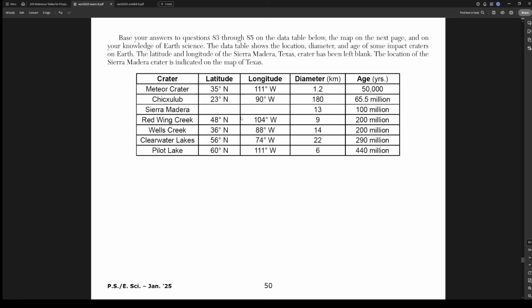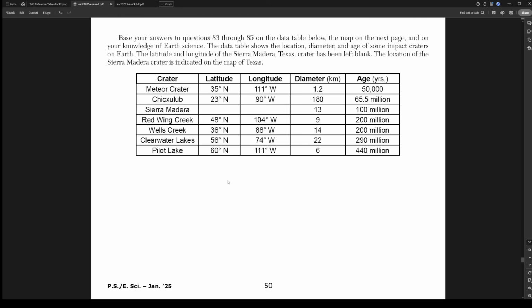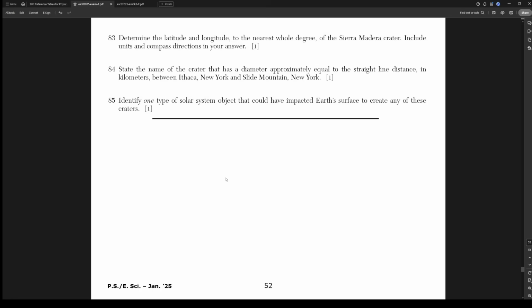Where is this? 160 kilometers? Yeah, so it'd be this one. It'd probably be the one near 180. The other ones are way not even close. So it's this one. Chicxulub. Okay. That one's not hard. It's just annoying and kind of weird.